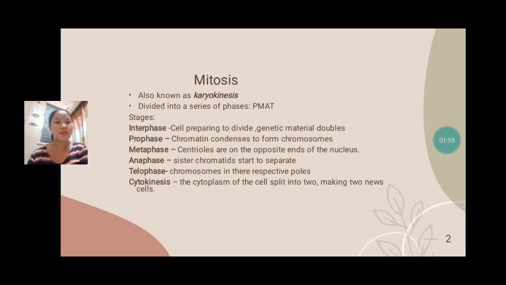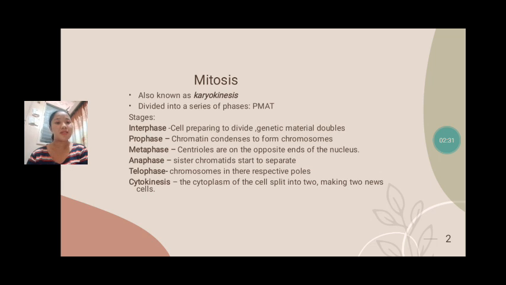Next is the prophase. In the prophase stage of cell division in mitosis, the chromatin condenses to form chromosomes. The nuclear envelope also breaks down and the mitotic spindle forms. Again, in the prophase stage, the chromosomes condense and become visible, the nuclear envelope breaks down, and the mitotic spindle forms.